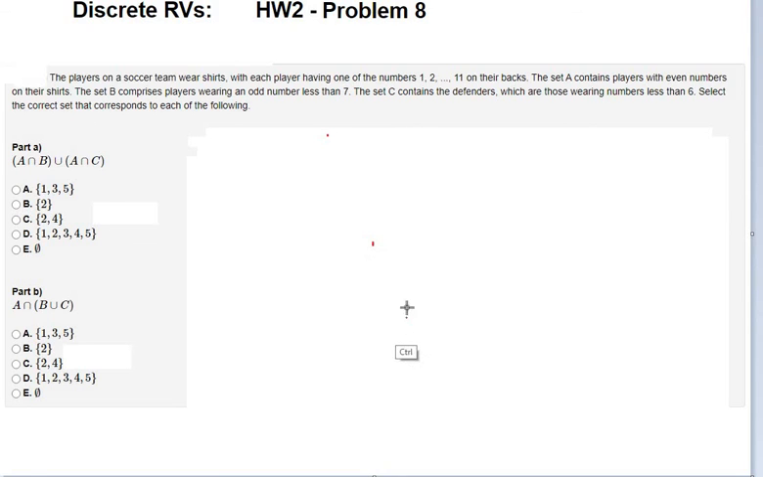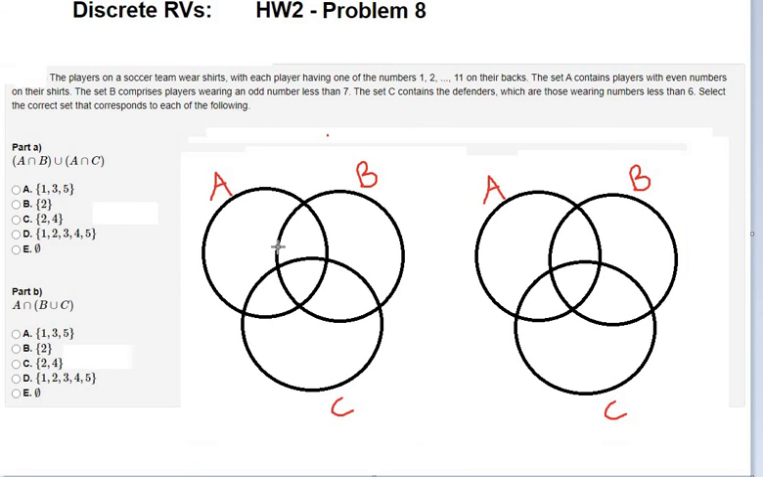Let's make the Venn diagram. So here set A contains the even numbers up to 11, so 2, 4, 6, 8, 10. Set B are the odd numbers less than 7, which is 1, 3, 5. And set C are the numbers less than 6, which is 1, 2, 3, 4, and 5. 6 is not inclusive, and here 7 is not inclusive.